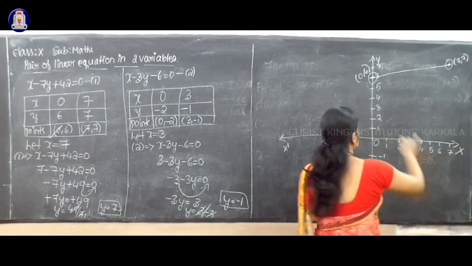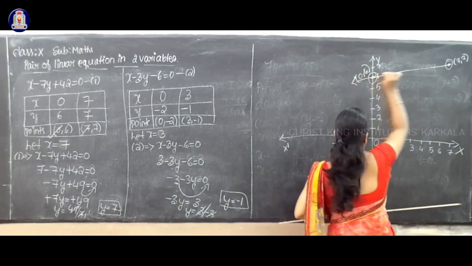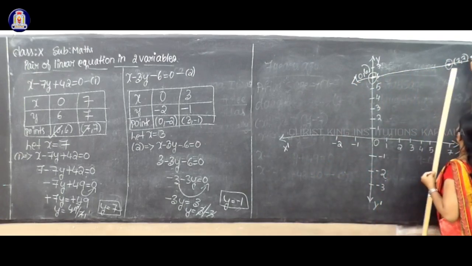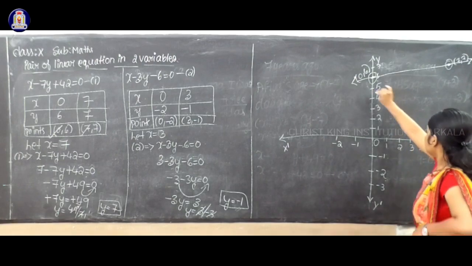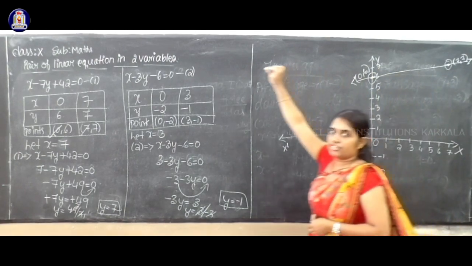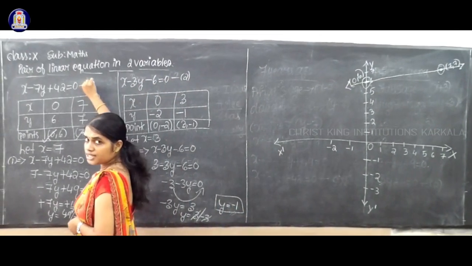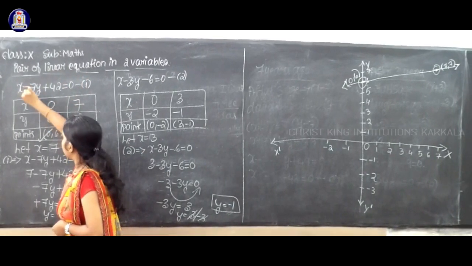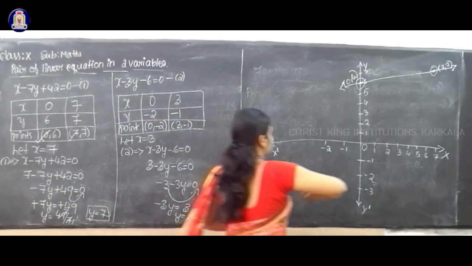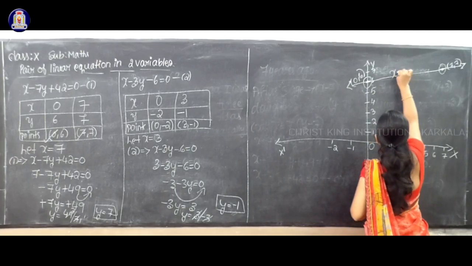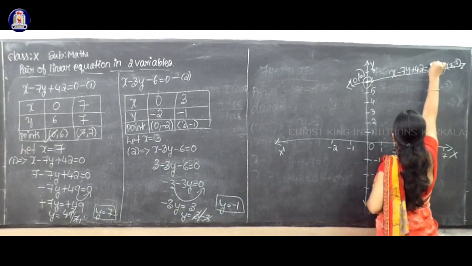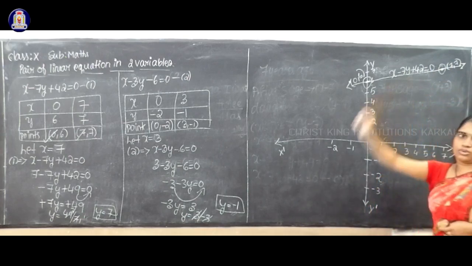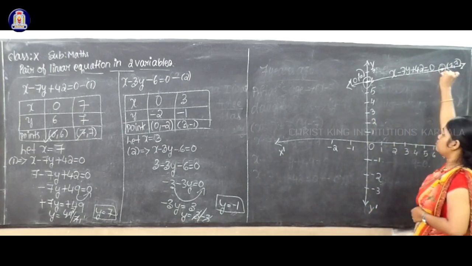Yes. We'll extend that point. We'll extend that line. Okay. Yes. So what is the equation of this line? The equation of this line is equation number 1. Okay. What is the equation number 1? x minus 7y plus 42 equal to 0. This is the equation of this first line.